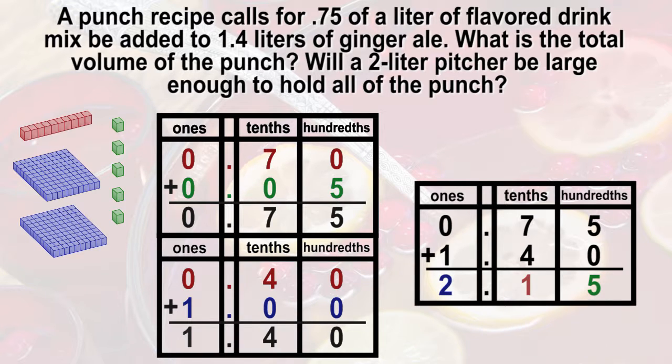The sum is 2 15 hundredths. So the 2-liter pitcher is not large enough for 2 15 hundredths liters of punch.